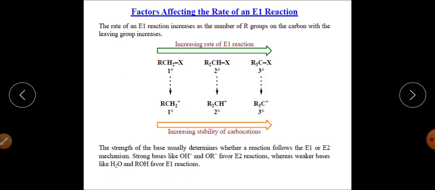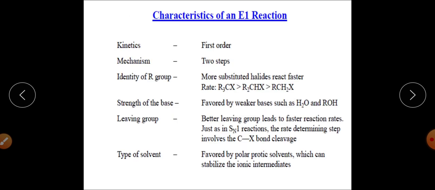Now come to the factors that affect the rate of the E1 reaction. When we talk about the characteristics of the E1 reaction, we should know that this is basically a first order reaction. The rate of this reaction depends on the concentration of the substrate, right? It generally takes place in two steps: one is the formation of the carbocation, and in the other the hydrogen is eliminated to form the carbon-carbon multiple bond. So basically this is a two-step process, right?